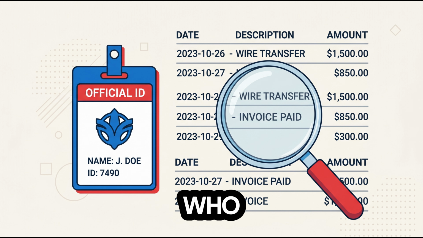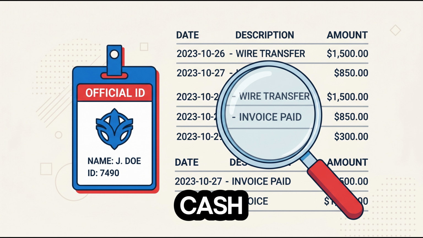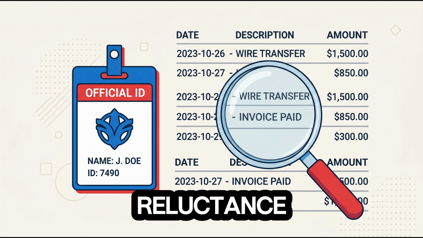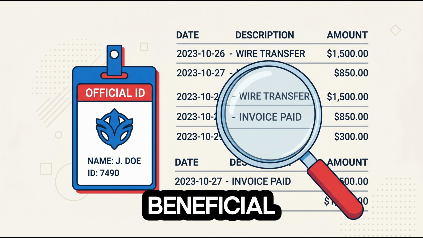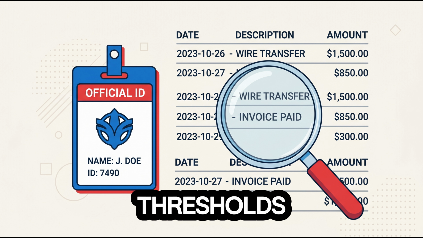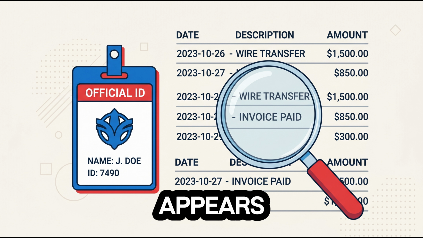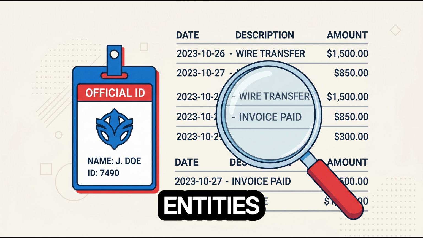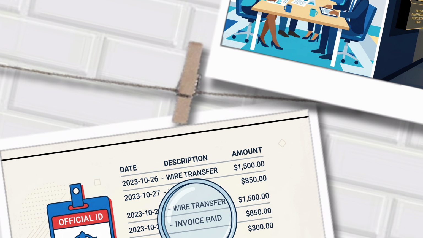A customer who is a government official or public contractor with unusually high cash flows or rapid asset accumulation. Reluctance to provide documentation on the source of funds or beneficial ownership. Transactions structured to avoid reporting thresholds, structuring/smurfing, where the underlying business appears government-linked. Use of multiple accounts, entities, or jurisdictions to obscure the movement of funds.